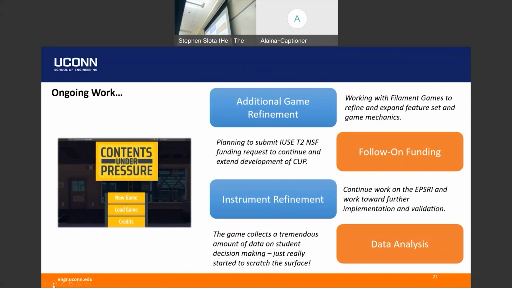The first tier of funding that we had just ended, so we're planning to submit a larger tier 2 Improving Undergraduate STEM Education grant to NSF to continue developing it and doing more with it. We really are continuing to work with the EPSRI and work further towards implementation and validation. We haven't had a large enough sample set. We need to expand it to a lot more students to get a big enough data set to do the full validation on the scale of the DIT2.